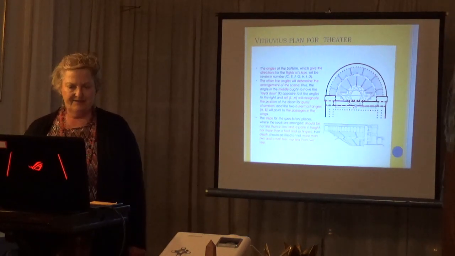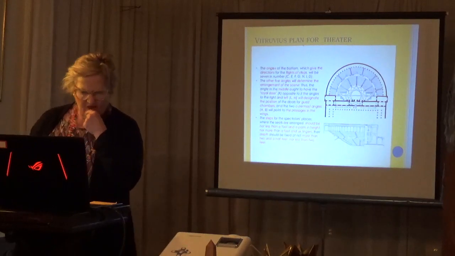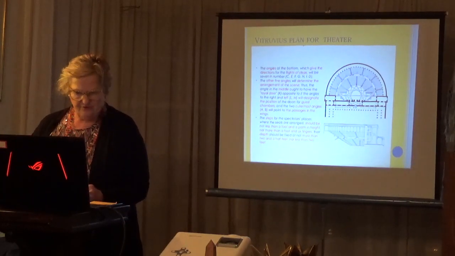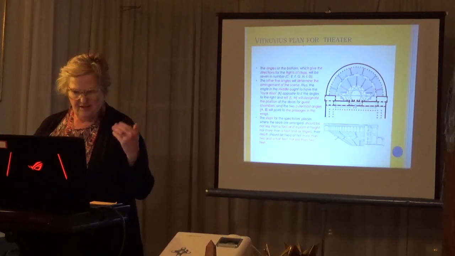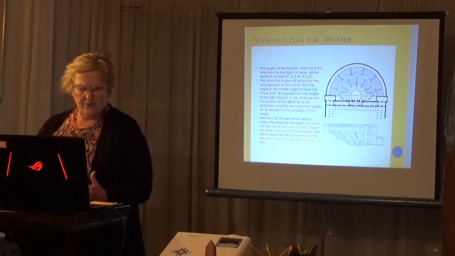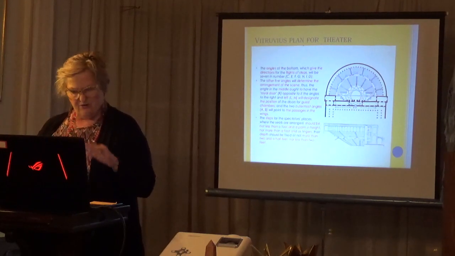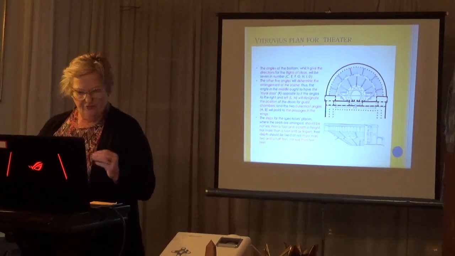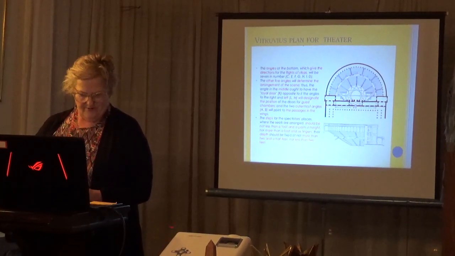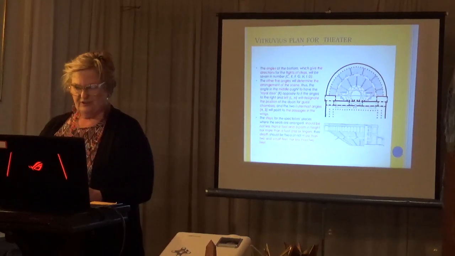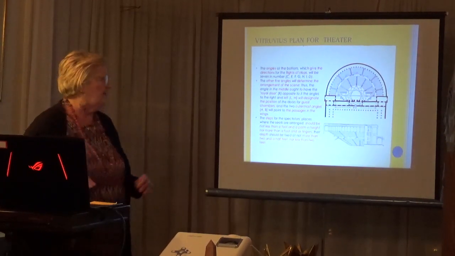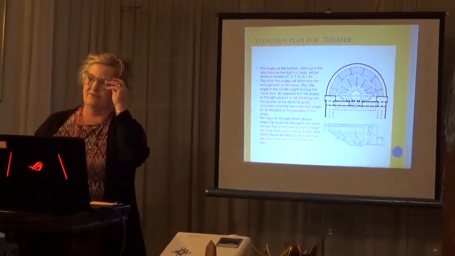And this is a quote from him. The angles at the bottom will give the directions for the flight of steps, which will be 7 in number, C, E, F, G, H, I, D. The other 5 angles will determine the arrangement of the scene. Thus the angle in the middle ought to have the royal door opposite to it. And it goes on. The steps for the spectators' places where the seats are arranged should be not less than 1.5 foot and a palm in height, no more than 1 foot and 6 fingers. Their depth should be fixed at not more than 2.5 feet, nor less than 2 feet. And so part of that angle is determined by that distance of the heights.